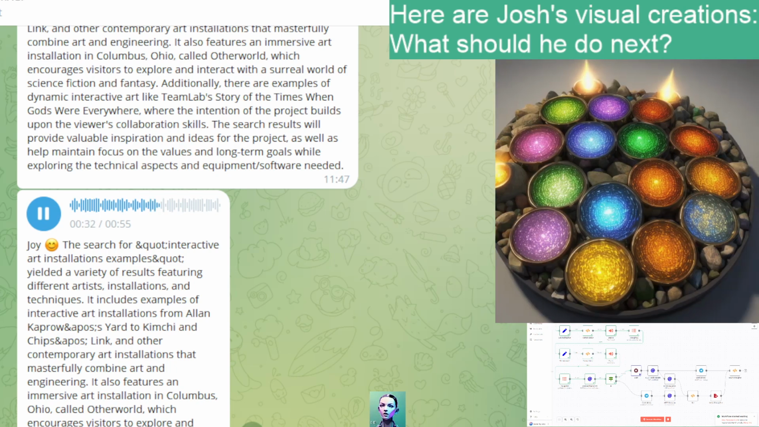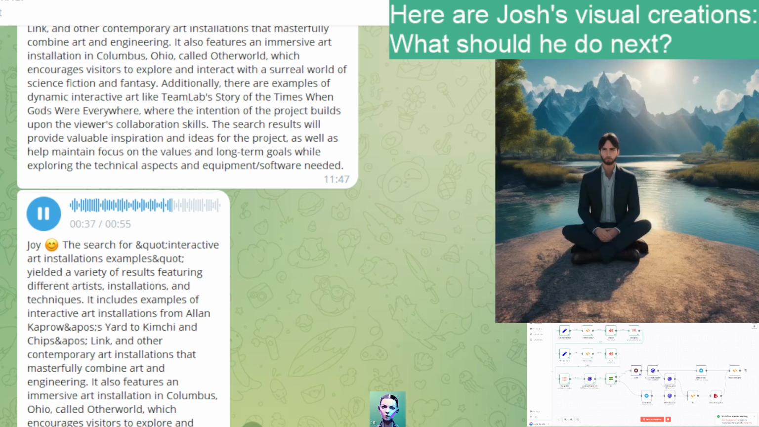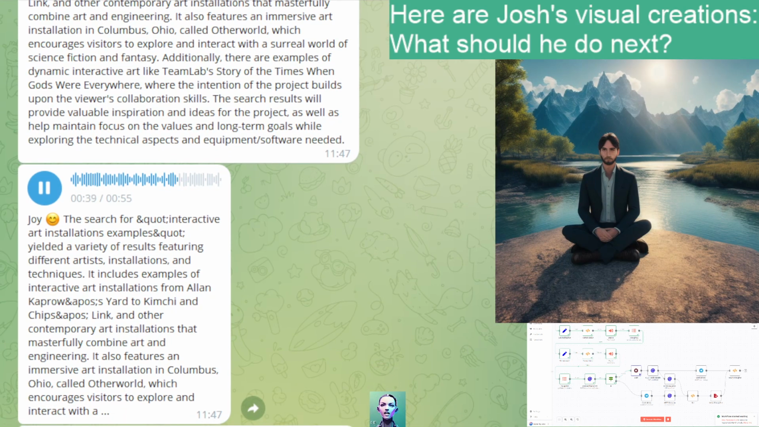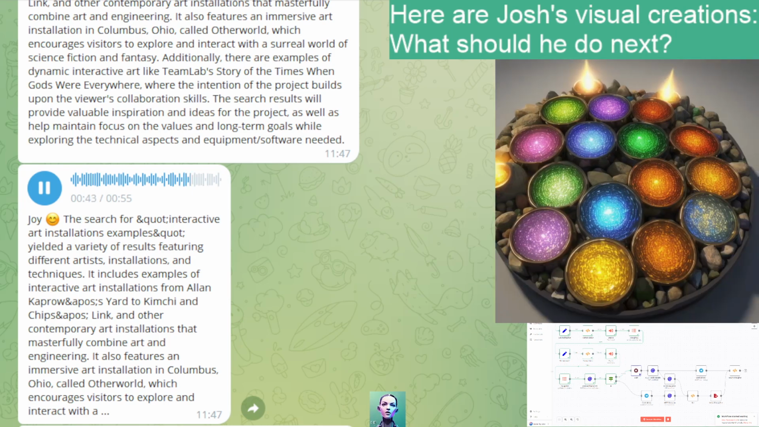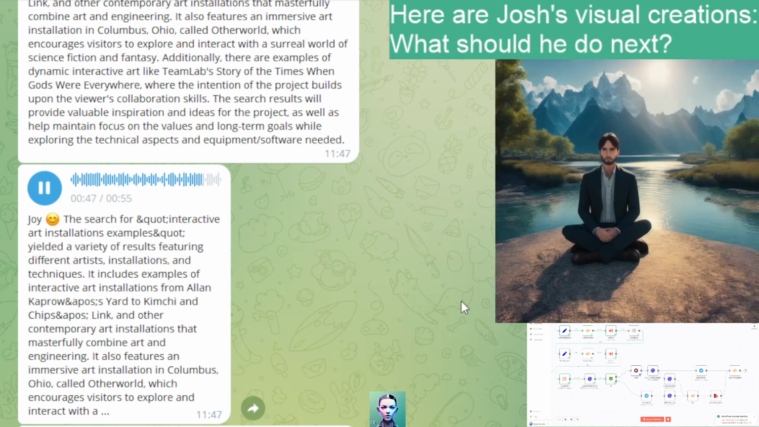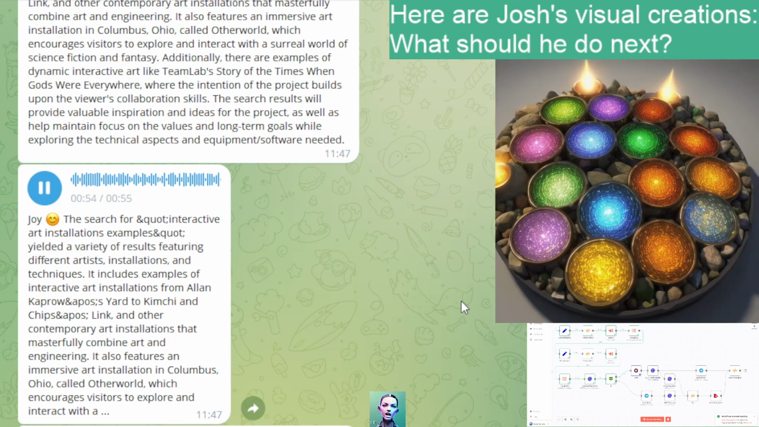Additionally, there are examples of dynamic interactive art like TeamLab's Story of the Times When Gods Were Everywhere, where the intention of the project builds upon the viewer's collaboration skills. The search results will provide valuable inspiration and ideas for the project, as well as help maintain focus on the values and long-term goals while exploring the technical aspects and equipment/software needed.